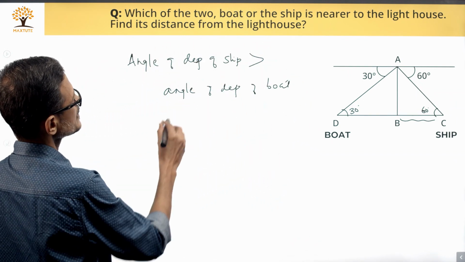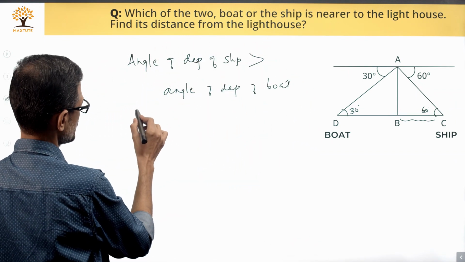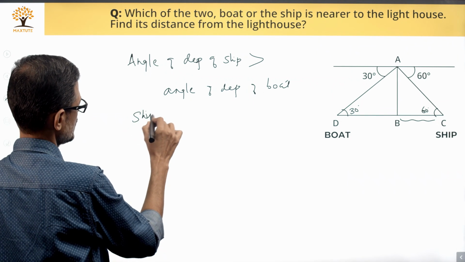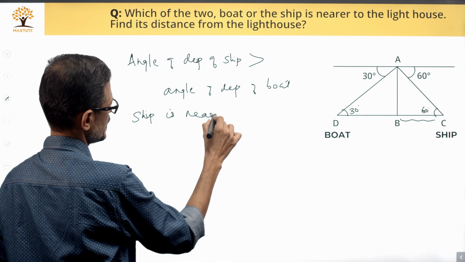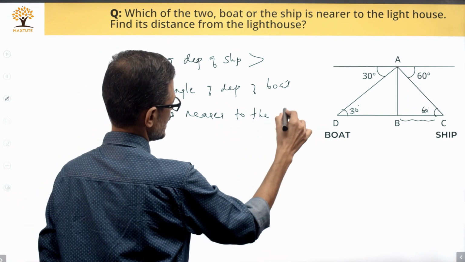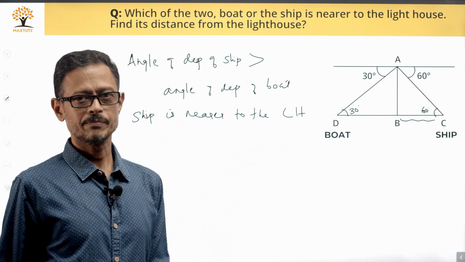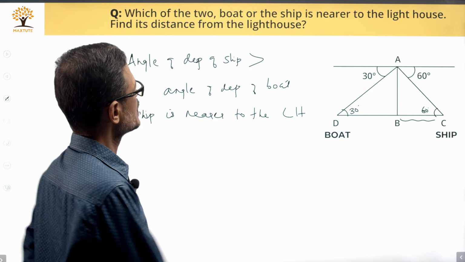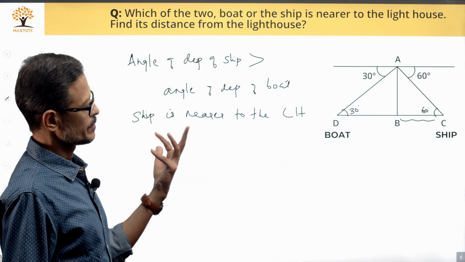Which is closer? The one that's nearer is basically the ship. The ship is nearer to the tower, nearer to the lighthouse. So which is nearer? We have done. The second part to this question itself, we need to find its distance from the lighthouse, right?